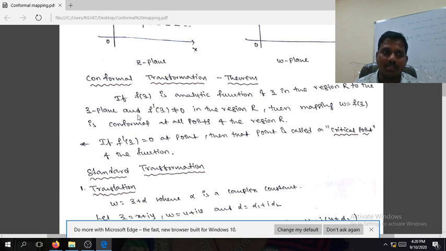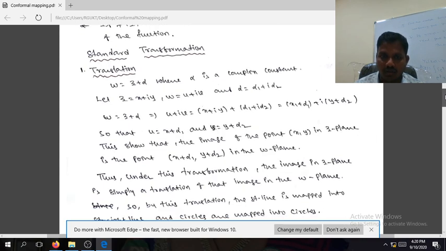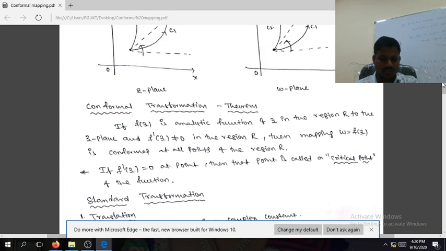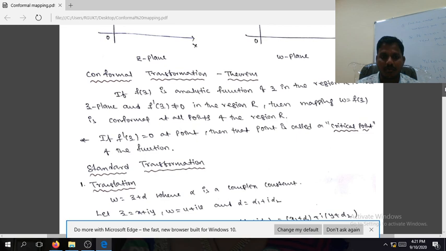We can understand this easily by using the conformal transformation theorem. If the function is analytic and f dash of z is not equal to 0, we say that it is a conformal mapping or conformal transformation. Now we are going to discuss the standard transformations, one by one; you should concentrate on this, right? Standard transformation: suppose I take w is equal to z plus alpha, where alpha is any complex constant.